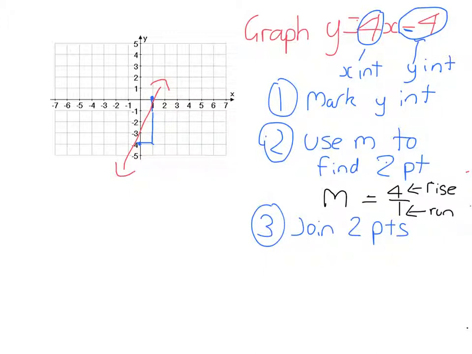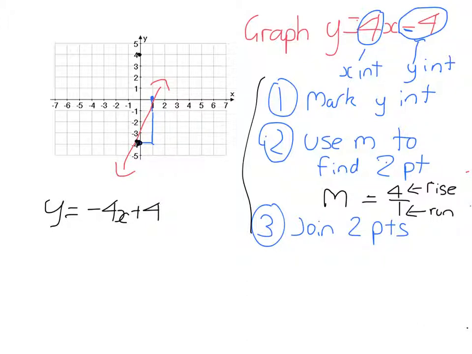So just be careful. If the gradient is negative, you know it has to lean to the left. So I'm going to just show you quickly how we might graph y equals negative 4x plus 4. Now we're actually going to use the same steps as over here. So first off, we mark the y-intercept. So the y-intercept of this isn't down here at negative 4. It's actually up here at positive 4. So just make sure you get that the right way around.